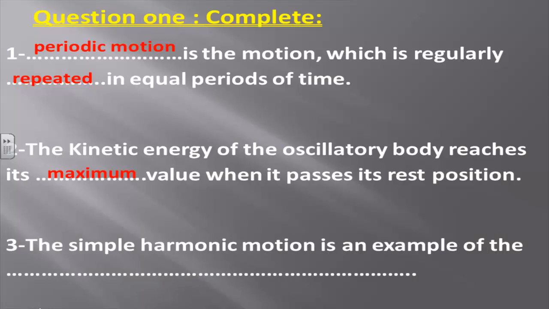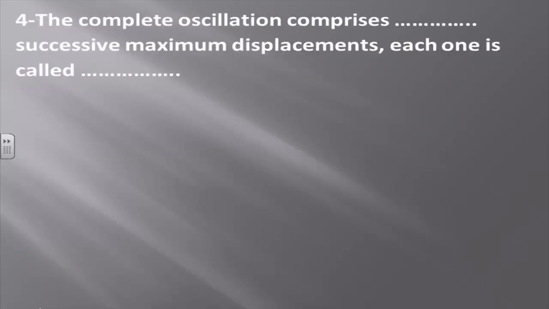Question 3. The simple harmonic motion is an example of the simplest form of oscillatory motion. Very good. Now question number 4. The complete oscillation comprises 4 successive maximum displacements, and each one is called amplitude.